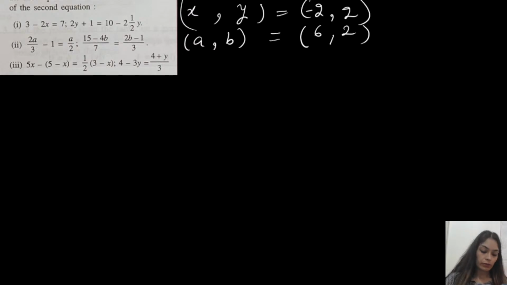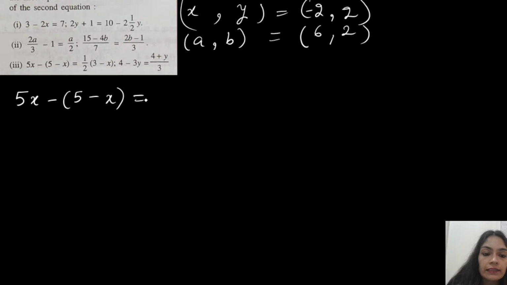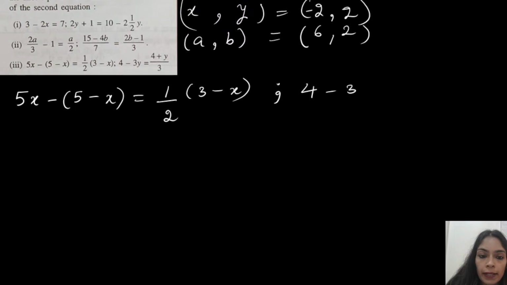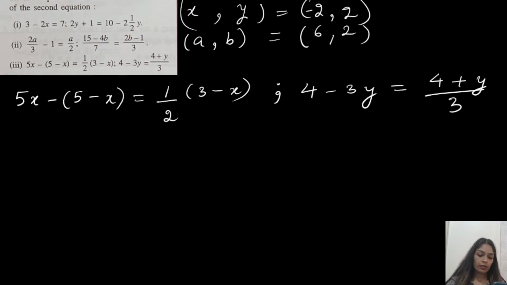The third part, I'm just writing the equations. So 5x minus (5 minus x) is equal to 1 by 2 into (3 minus x). This is the first equation. And the second equation I'm also writing: 4 minus 3y is equal to (4 plus y) by 3. So both the equations I have written.